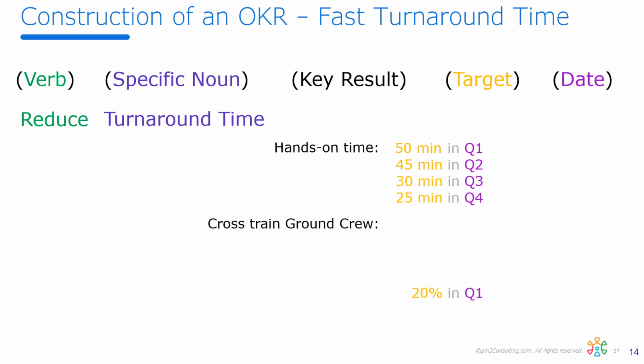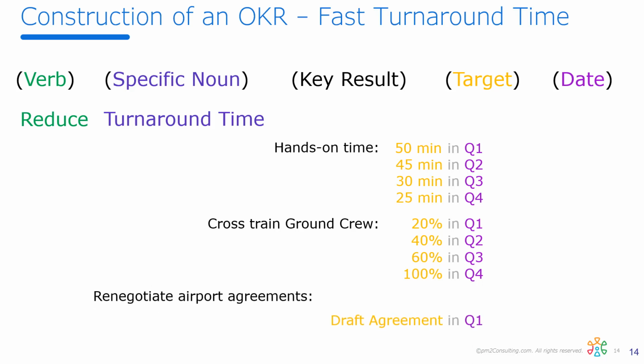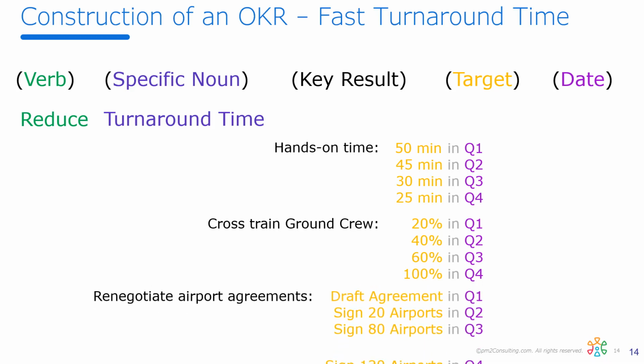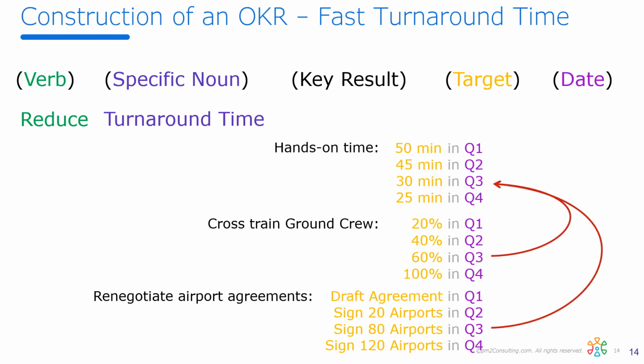To do that, we're going to cross-train the ground crew so people can either do the fuel, do the galley, unload the plane, line up the jetway, and so forth. And then we have to renegotiate with the airport authorities to allow us to do that work. If we do these activities together, we'll see a miracle happen by Q3. We'll be able to cut our turnaround time in half and improve the utilization of the aircraft.